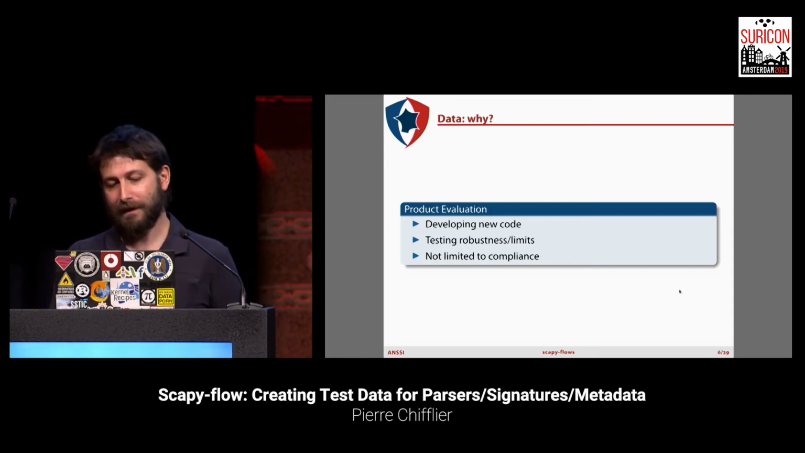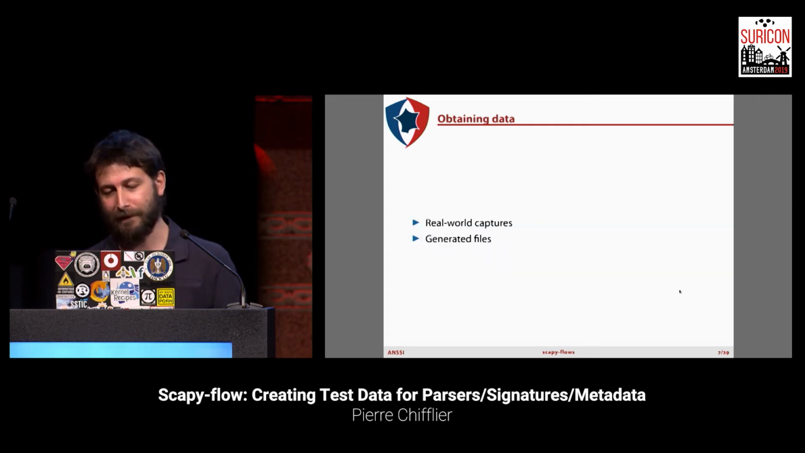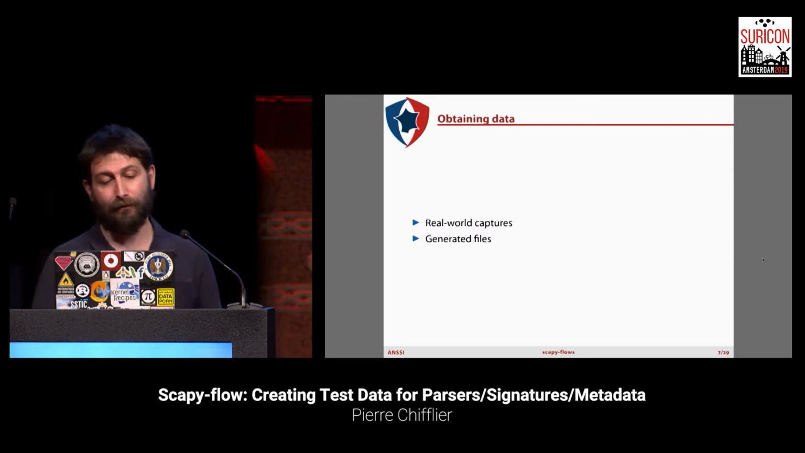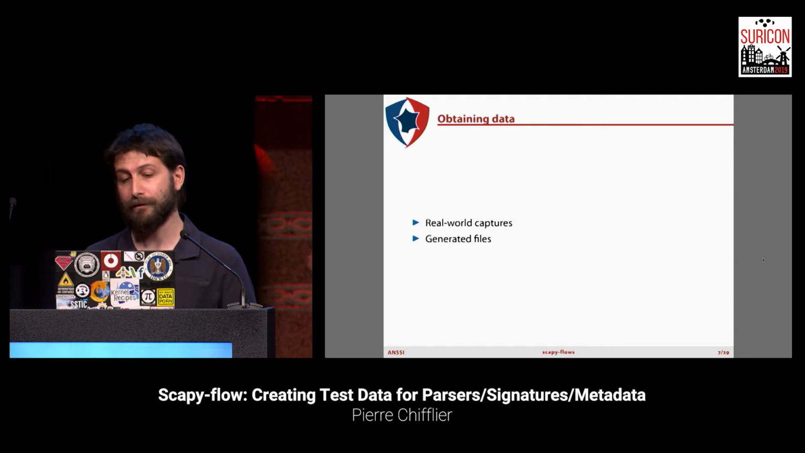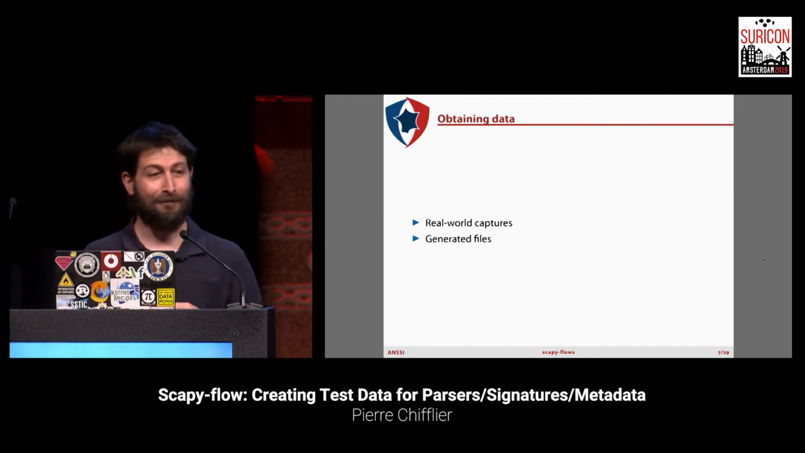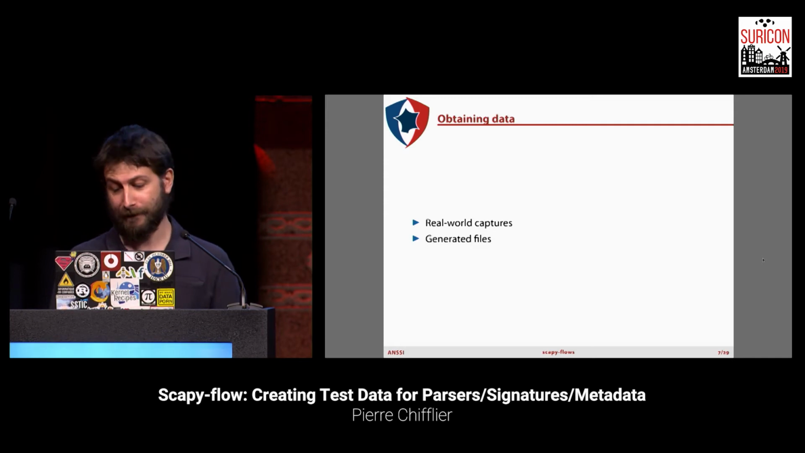And I don't like compliance, you know. Unit test is good, of course, but sometimes to test limits you have to generate different kinds of files and data. So, how can you obtain data? Of course, you can have real-world captures or generated files, mostly. The problem is when you work for a, you know, national government agency, you cannot share data from real-world captures, and of course, very often in companies too. So I have to generate files so I can share them with you guys.